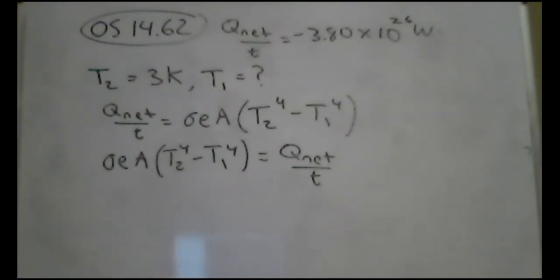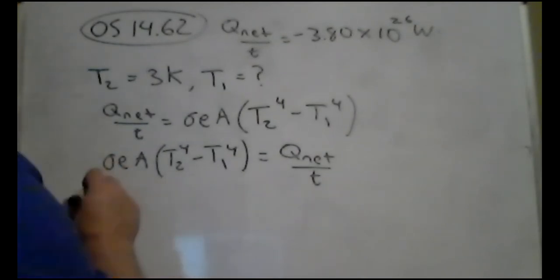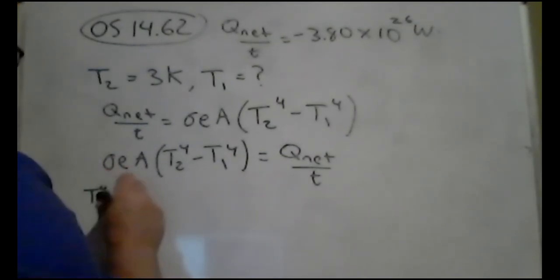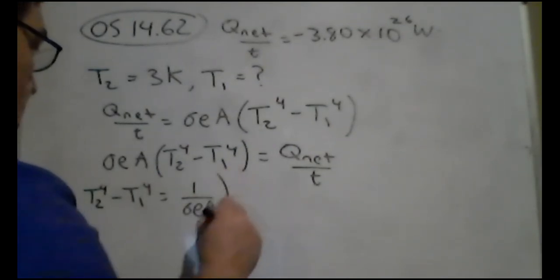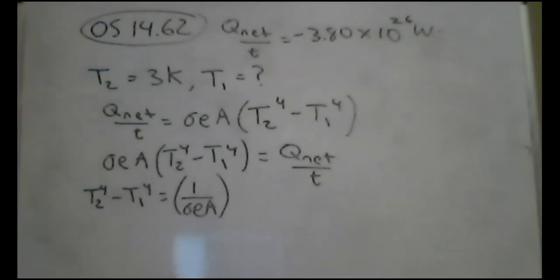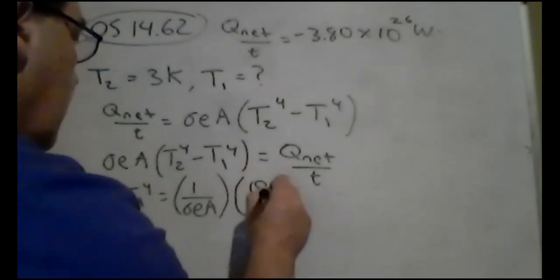That's what that is. All right, so the first thing I want to do algebraically is divide everything through by sigma EA. So I'm trying to get to T1 to the fourth. So let's start stripping things out. T2 to the fourth minus T1 to the fourth is 1 over sigma EA times Q net over T. All of this I know. And again, A depends on where you're looking. A is going to have one value when I'm asking for the surface area of the sun at its surface. A will have another value when I'm trying to figure out what Q net over T is at the Earth. So again, I'm not going to write anything for A yet. We'll get to that when we get there, right?